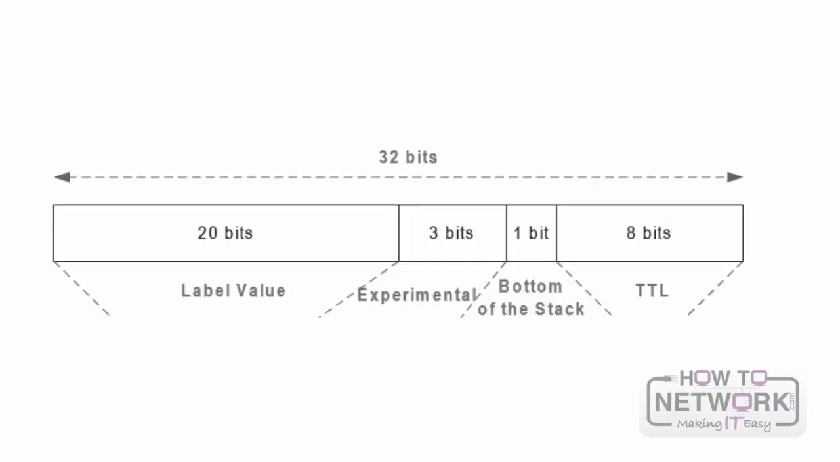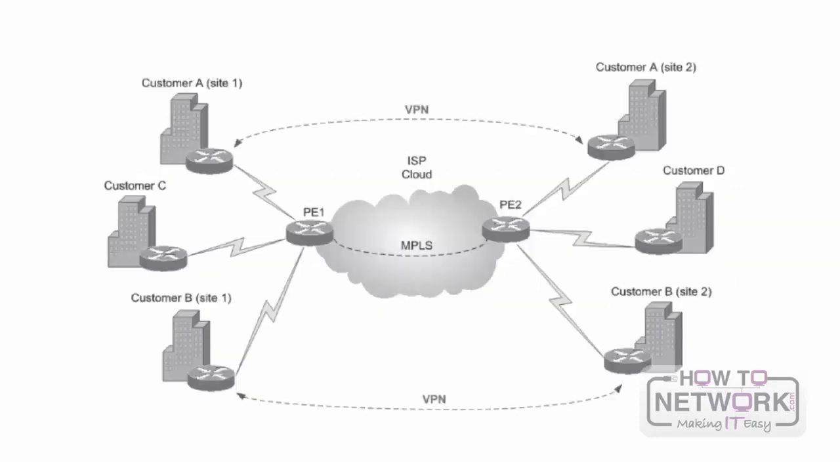The MPLS label has a length of 4 bytes, and it consists of the following fields: a 20-bit label value field, a 3-bit experimental field, such as QoS marking, a 1-bit bottom of the stack field, which can be used when multiple labels are used. It's set to 1 for the last label in the stack. And then the 8-bit TTL field. This helps you to avoid loops. You might need to use a stack of labels when dealing with MPLS VPNs.